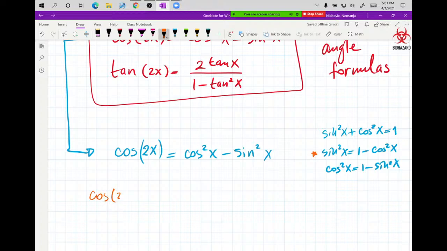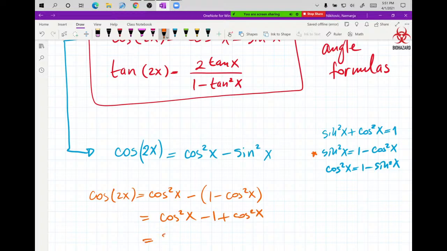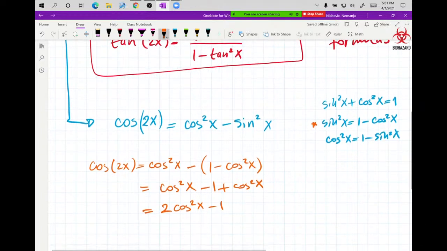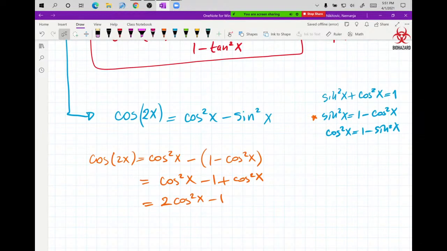I get cosine 2x equals cosine squared x minus, and when you replace the sine, you get 1 minus cosine squared x. When you follow the algebra and remove the parentheses, you get 2 cosine squared x minus 1. Aha. So now that's another formula for cosine of the double angle. And this formula only uses cosine. It doesn't use sine at all.